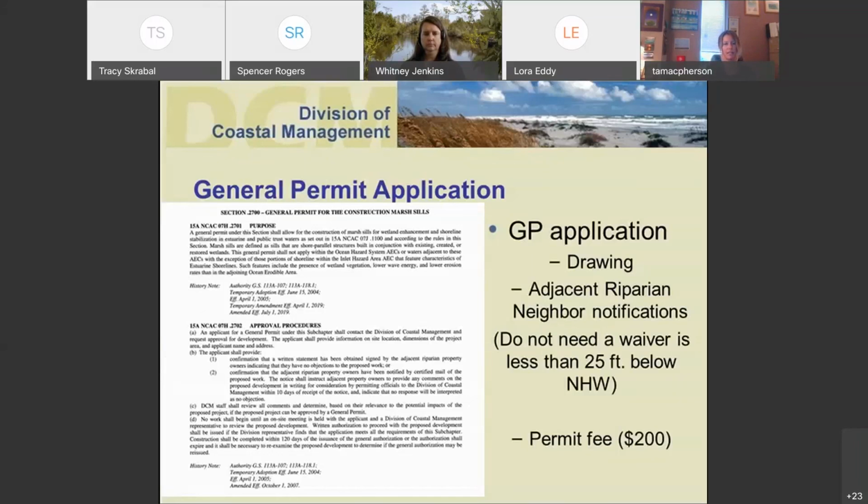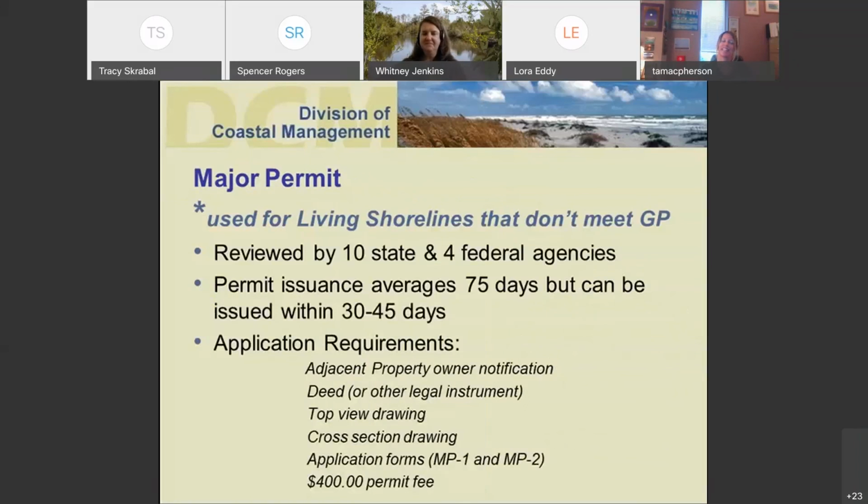I have lost my little up and down arrows. Move your cursor over to this side and see if it pops back up. Or you can just, there it is. Got it. Okay. Well, thank you.